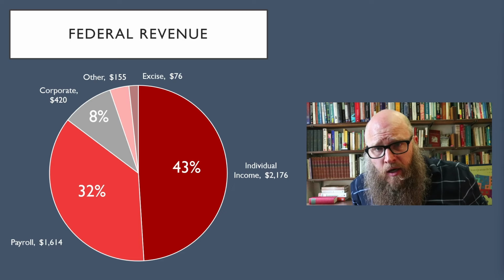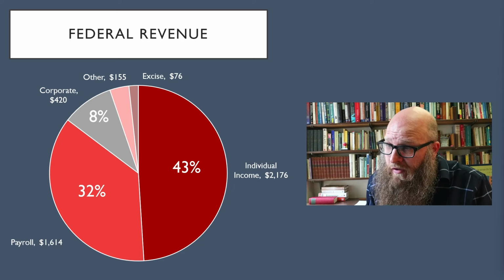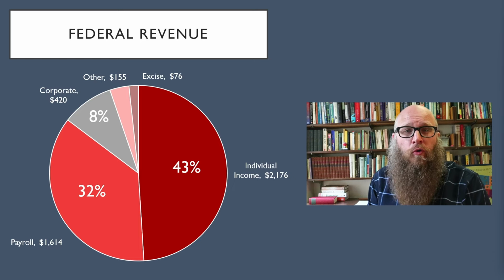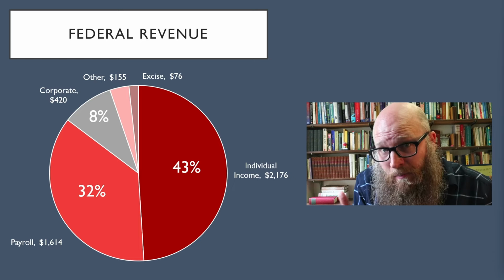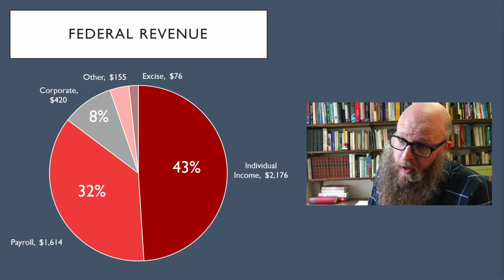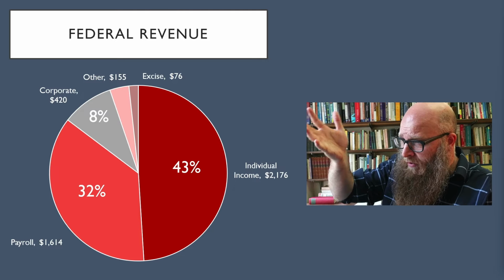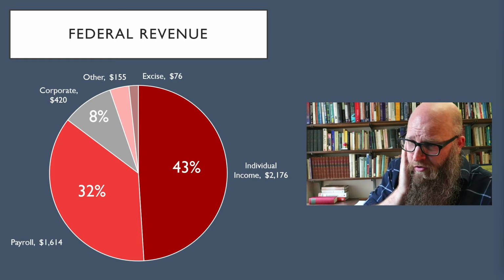And here is all of the federal revenue. The individual income tax, a little over $2 trillion, is around 43%. Payroll tax is 32%. So these are the two biggest ones. Now, the income tax gets more attention. People talk about it more. People seem to be more aware of it. But the payroll tax, the one that you pay with your pay stubs, that's huge, $1.6 trillion.